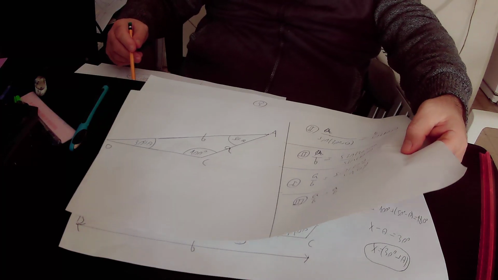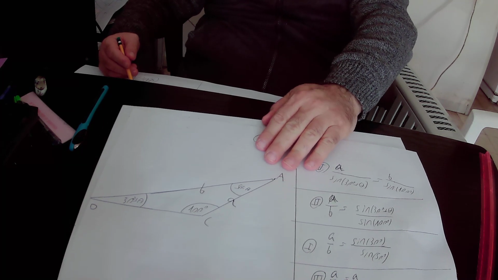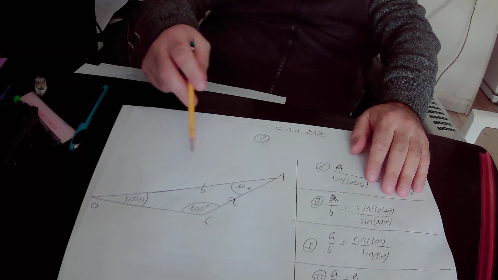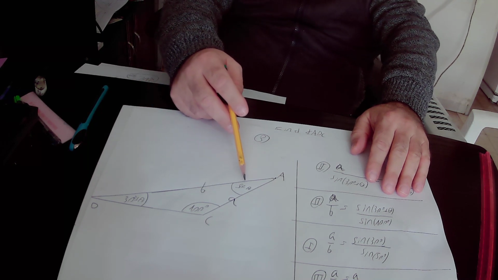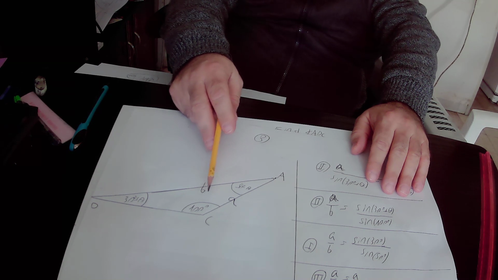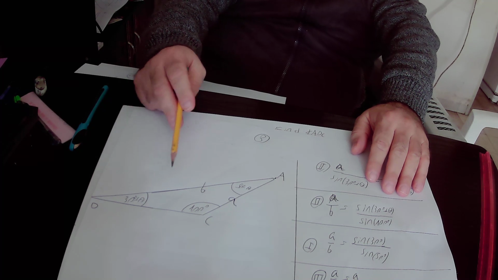So I copied triangle ADC in a new page, and we know that angle DAC equals 50 degrees minus theta, angle ACD equals 100 degrees, it is given us in the question. And we just right now found out that angle ADC equals 30 degrees plus theta.